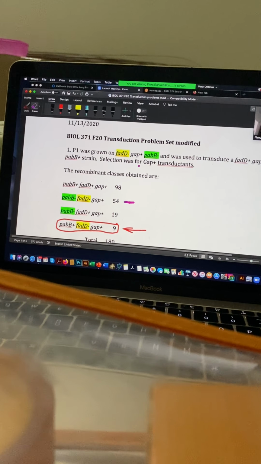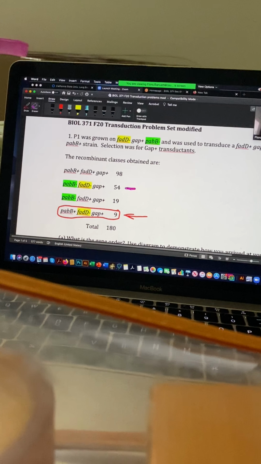So GAP plus and FAD: it came with FAD minus, not with FAD plus. So you have to look in these recombinant classes for which ones have FAD minus, and there are these two, okay? So that is independent of PAP. We are only looking at co-transduction between any two markers at a time now.